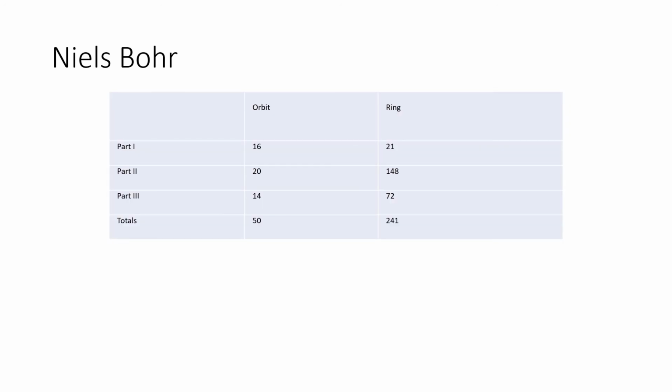Something we see Bohr doing in those 3 articles is shifting from using the term orbit to ring, though he used orbit in all 3 articles, but not nearly as often as he used the word ring to describe the path of the subatomic particles.